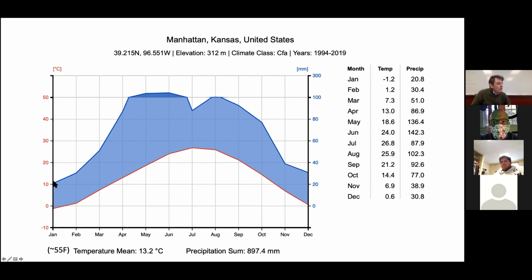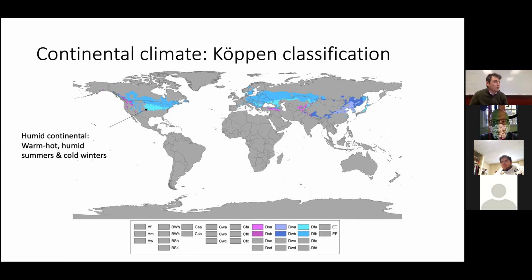Notice that there are dry winters and wet summers, hot summers, cool winters. A typical continental climate where we have hot, wet summers and cool, dry winters. That pattern is typical of most grasslands of the world. So everything in blue here is what we call a continental climate, which is exactly what I just said, cold, dry winters and warm, wet summers. And this is where we are in Kansas.